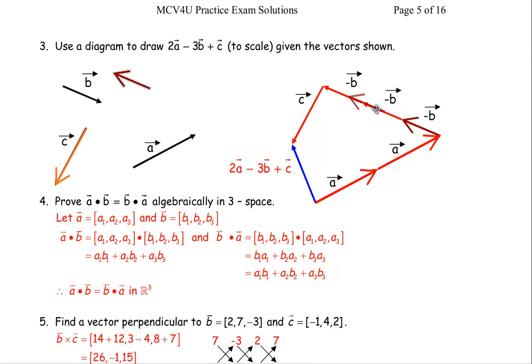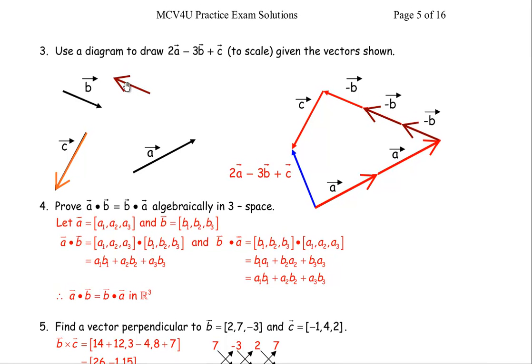I want 3 of them all together. And another negative b there. And another negative b here. And then I want to add vector c. So here's my c here. And so there's my c vector. And so the 2a minus 3b plus c vector is the one that goes from the beginning of the first 2a vector to the end of the last c vector that I put there. And so that's why that blue vector would be 2a minus 3b plus c.